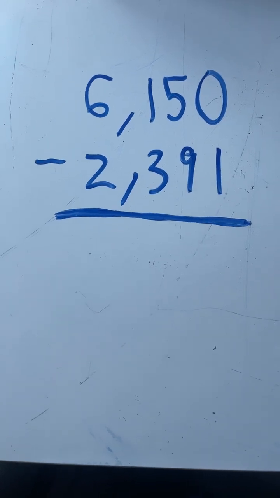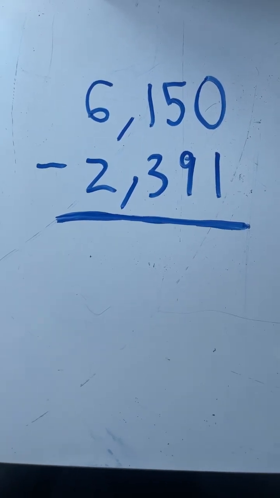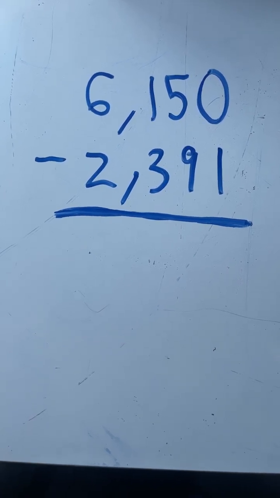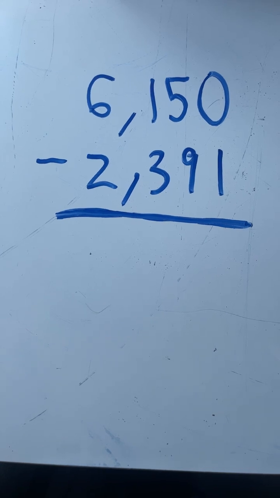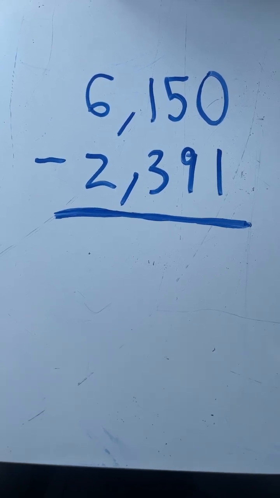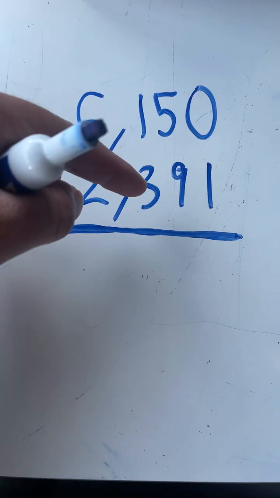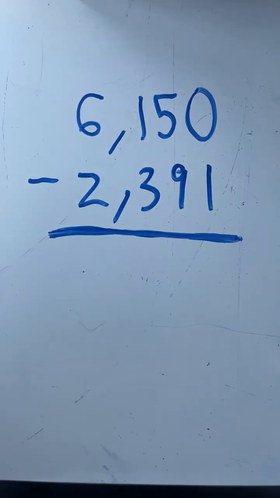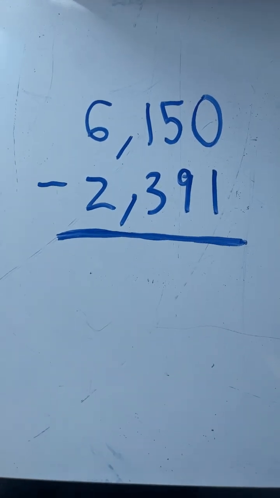6,150 minus 2,391. So here, again, the digits on the bottom are bigger in the hundreds, tens, and ones place. You cannot start out with 1 and take away 3. You can't start out with 5 and take away 9. You cannot start out with 0 and take away 1. So we do need to regroup.